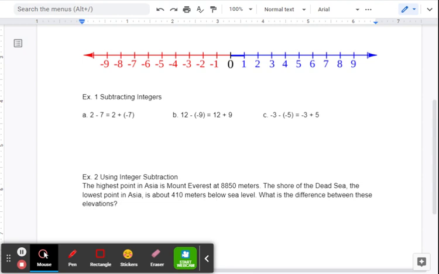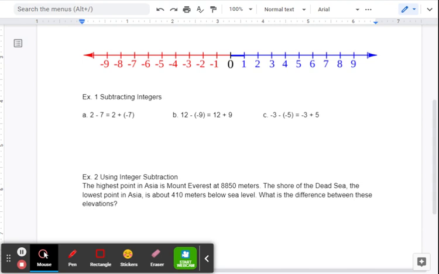We go to the left when we're adding a negative. But we're adding a positive. So when you add that positive, you go to the right. When you add a negative, you go to the left. So we're adding a positive, we're actually going to go to the right. So 12 plus 9. What is 12 plus 9? Lily? 21.